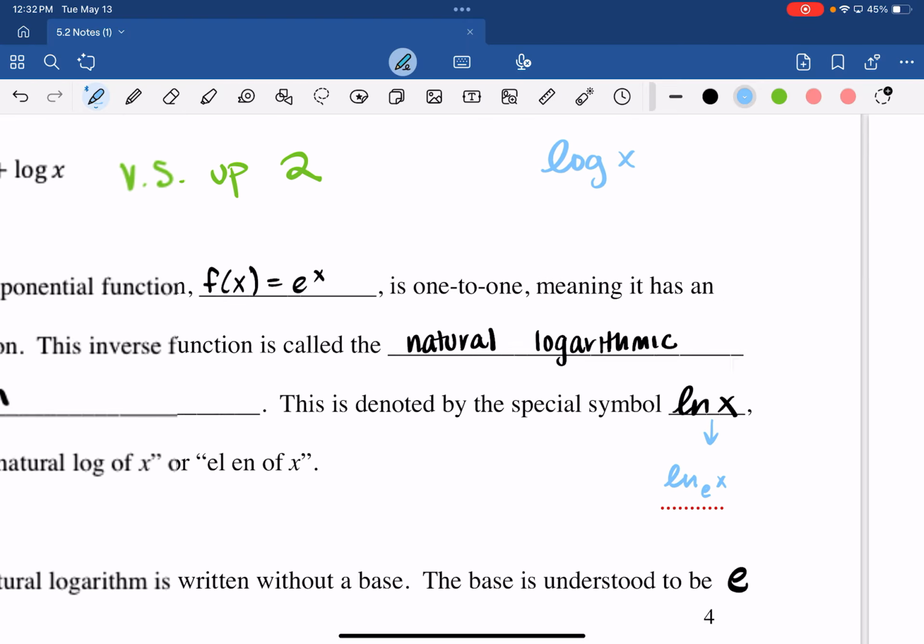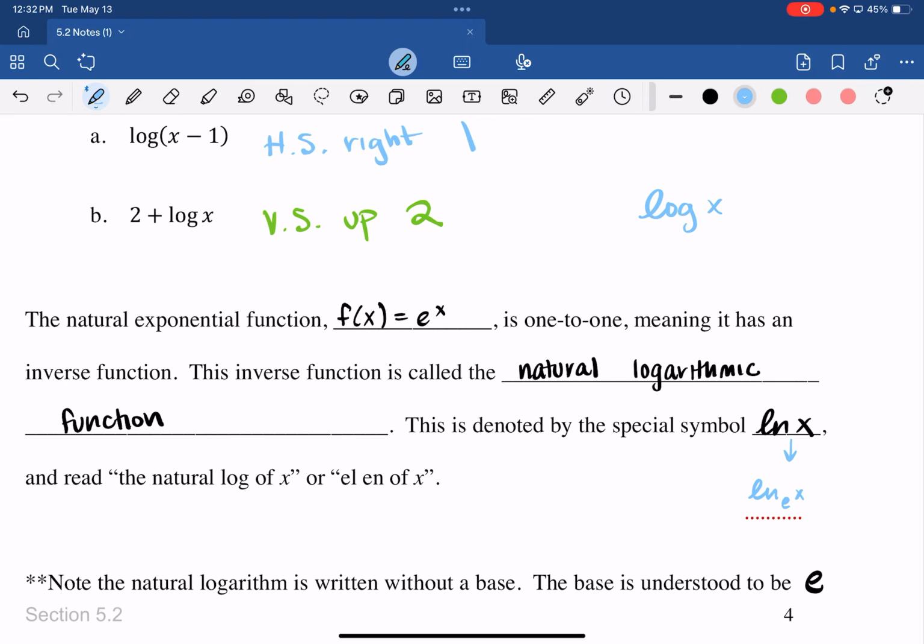So if you see ln of x, that's the natural logarithmic function. The base is understood to be e. You don't have a blank at the bottom of your paper, but there should be a little e right there. Sorry, I'm always in your way over here.